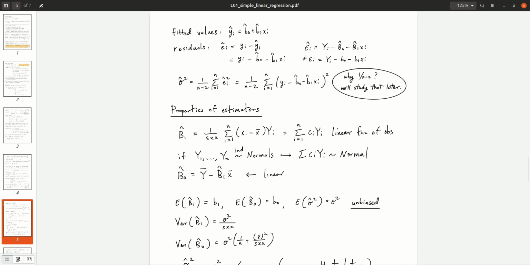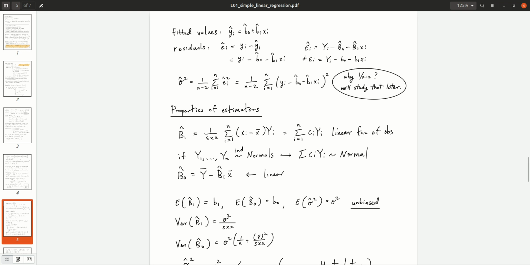To introduce some new notation, now that we have our estimates, little b0 hat and little b1 hat, we can calculate something called the fitted values. The fitted values are just our estimates plugged into that linear function with xi. So yi hat is just the estimated linear function of xi. The residual, I just take the data minus the fitted values, and we denote that with ei hat. If we plug this equation into this one, we get yi minus b0 hat minus b1 hat xi.